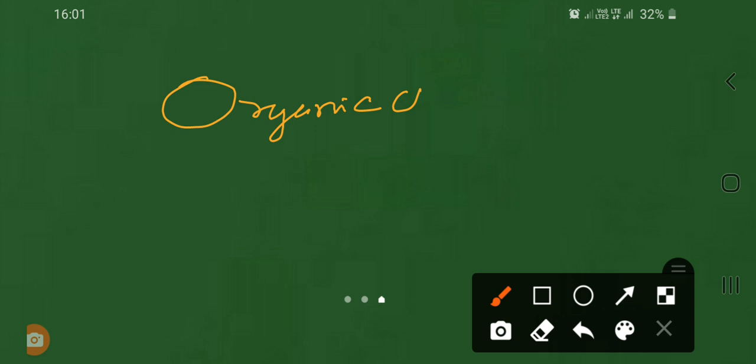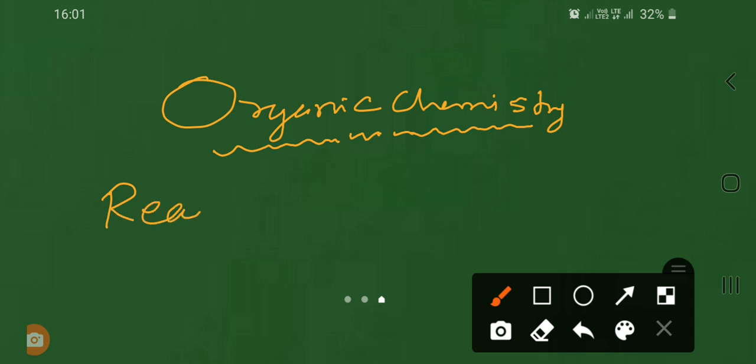Hello everyone. From today we are going to start some of the very important topics from organic chemistry. First of all, we try to understand the term reaction mechanism.